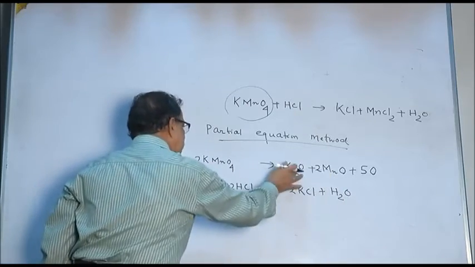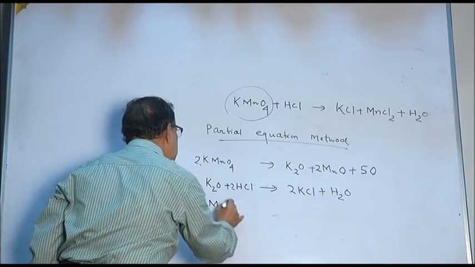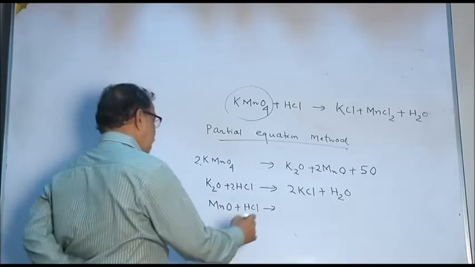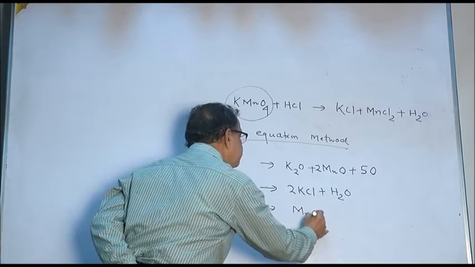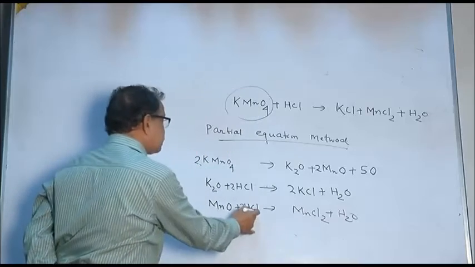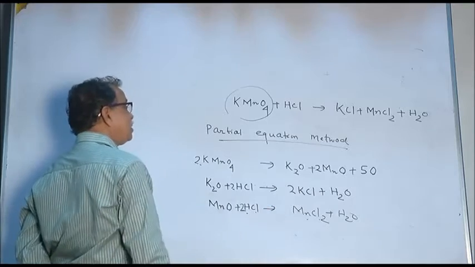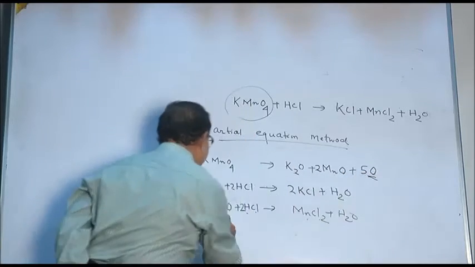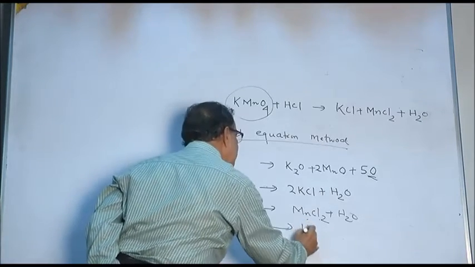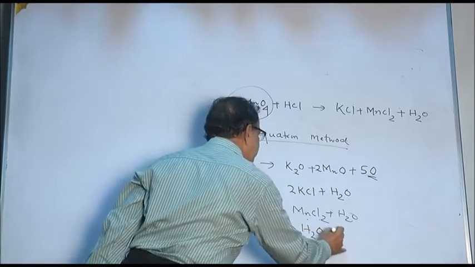MnO, the oxide also reacts with HCl. MnO plus HCl forms MnCl2 plus water. And 2HCl, 2Cl balanced, 2H, 2H. Mn is there, each part is balanced. Now the last stage, O is there. HCl plus O forms H2O plus chlorine. Whatever reactions we have, we break into small parts.